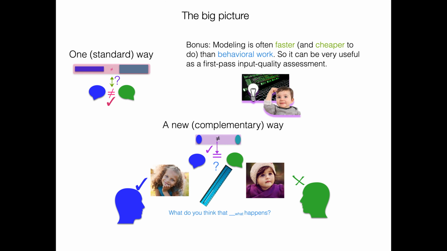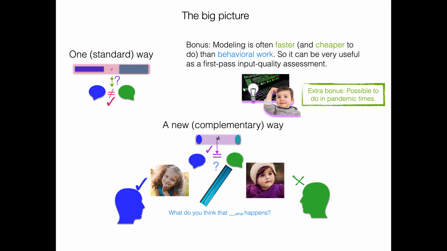Something I think is a very nice bonus is that modeling is often faster and cheaper to do than behavioral work if the input samples have already been collected, right? That's a big task, absolutely, but if you already have the input samples, modeling is a lot faster and cheaper to do, so it can be very useful as a first pass input quality assessment, right? As we've shown here, you're assessing the input quality, so to speak, with respect to syntactic islands, and as a first pass, it looks pretty equivalent across SES.